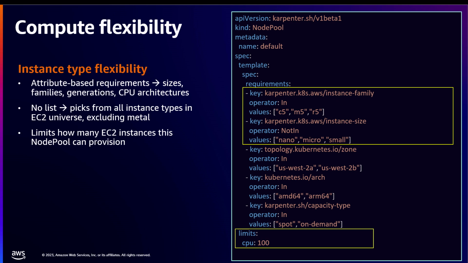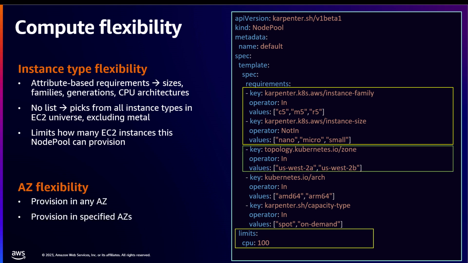Also, you can totally skip this, and this is one of the superpowers of Karpenter. It will automatically pick the best EC2 instance type based on your pod definition. You can also limit how many EC2 instances this node pool can provision. As you can see on the bottom, this node pool will keep on provisioning EC2 until the number of CPU cores reaches 100. Similarly, you can also specify what availability zone your EC2 should be provisioned in, or you can skip this as well, and it will automatically pick the best availability zone.